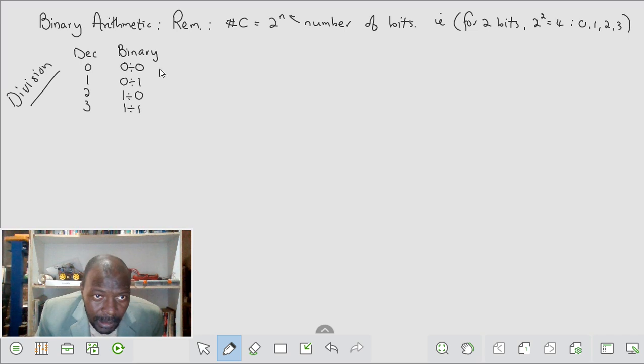and we should know by now 0 divided by 0 is equal to infinite. 0 divided by 1 is equal to 0. 1 divided by 0 is unheard of, infinite, and 1 divided by 1 is obviously 1.